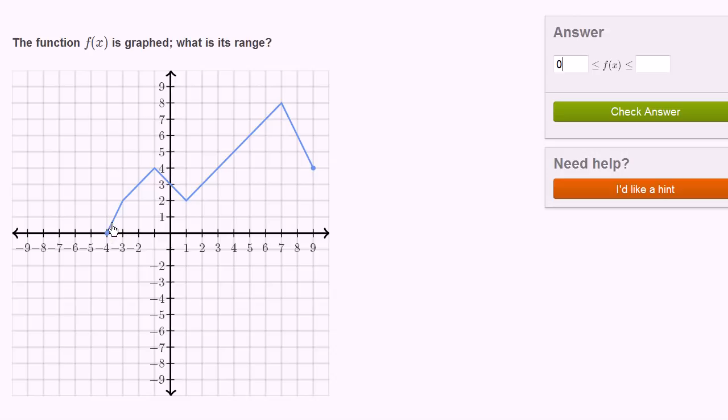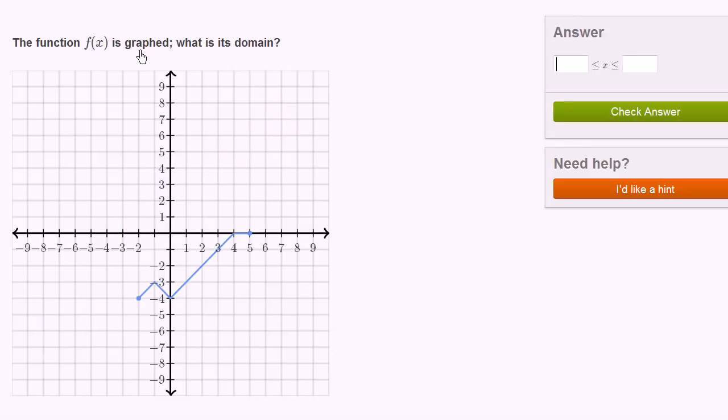And then the highest y value, or the highest value that f of x obtains in this function definition is 8. F of 7 is 8. It never gets above 8, but it does equal 8 right over here when x is equal to 7. So 0 is less than or equal to f of x, which is less than or equal to 8. So that's its range. Let's do a few more. This is kind of fun.